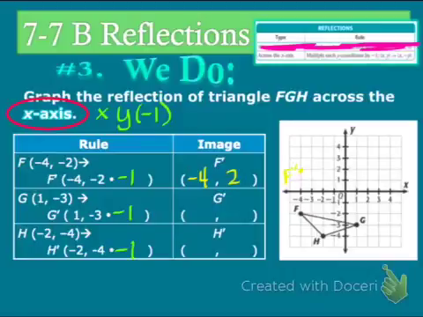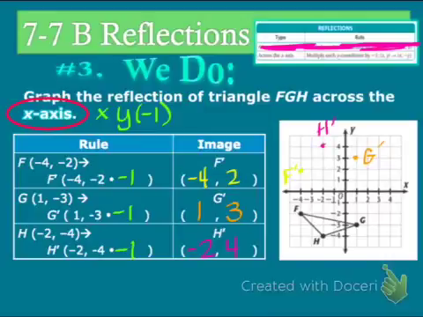For G, I am just going to keep my x at 1, and -3 is going to become +3. So I'm going to walk to +1, +3, and that's where my next point is going to go, and that is for G prime. And then our final point of H, to go to H prime, we're going to keep x at -2, but -4 times -1 is going to become +4. So I'm going to -2, I lied, -2, +4. So I'm going up there. So there is H prime.